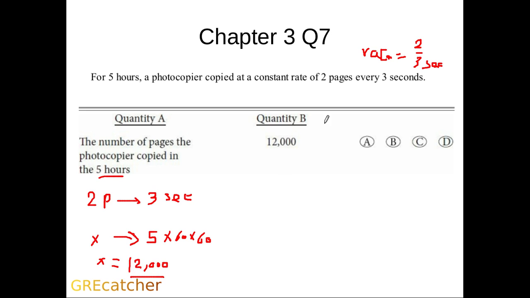Okay, comparing quantity A with quantity B, they are equal. Quantity A is equal to quantity B, so the choice will be C. The two quantities are equal. That's it. That was the last question in the comparison questions, and see you in the next section in this chapter, the next episode.